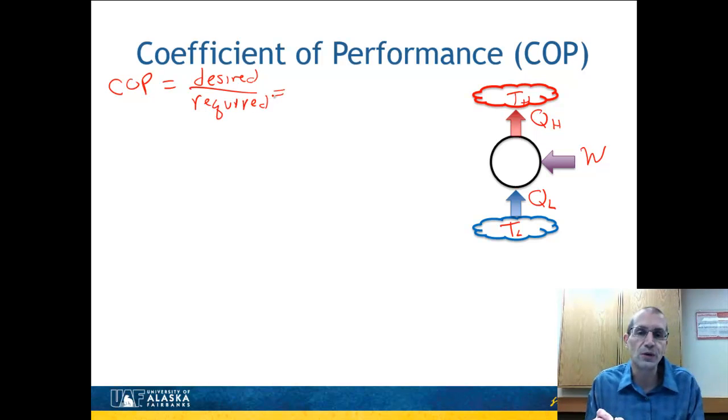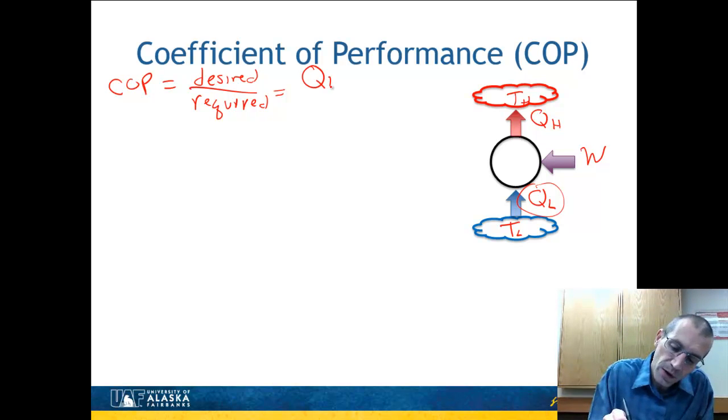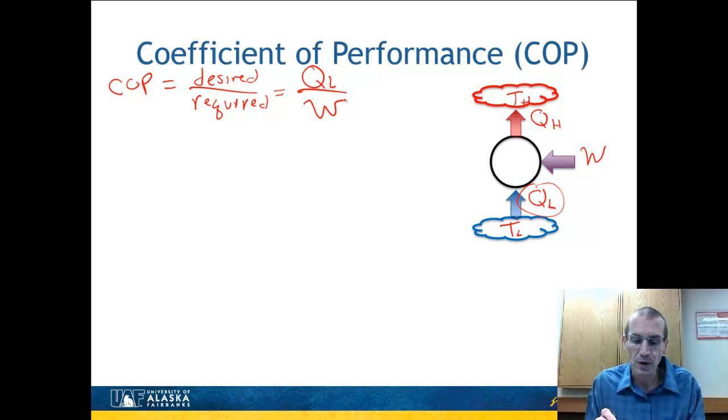So what is desired from a refrigerator? Well, what we want is this value of QL. This is what keeps things cold. So the desired is QL, and what's required is we have to plug it in, and so that's W. So there's my coefficient of performance of a refrigerator.